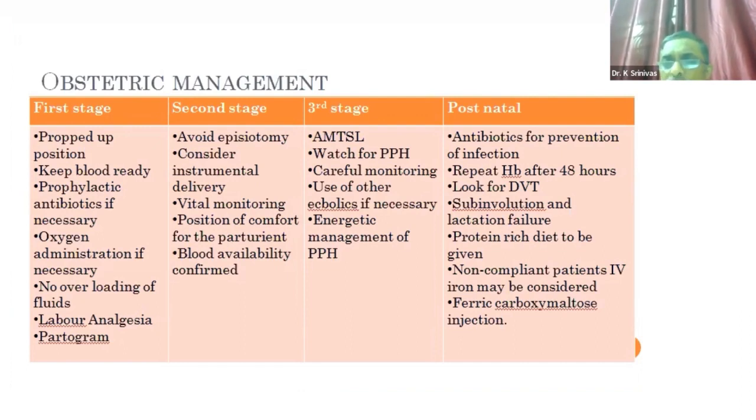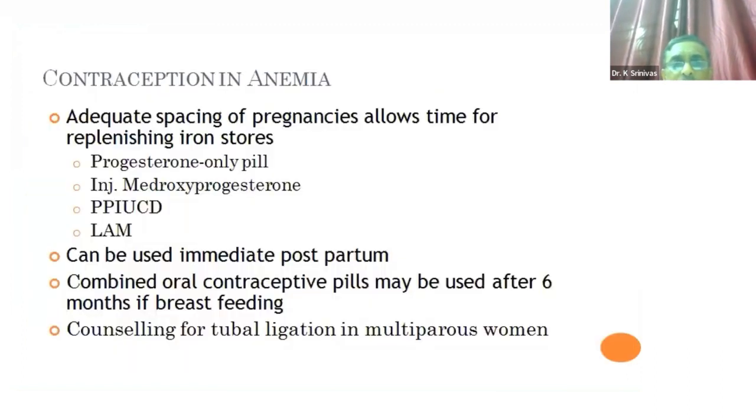Postnatally, use antibiotics. Repeat hemoglobin after 48 hours, and take care to avoid deep vein thrombosis, which is a big risk in anemia and the puerperium. Subinvolution and lactation failure are common problems. A protein-rich diet is to be given. If the patient is non-compliant in the postnatal period, you can consider intravenous iron: give her iron and send her home, instead of asking her to take iron for 3 months. Ferric carboxymaltose, which is available as 1000 milligram and 500 milligram, could be a very good alternative for these women.